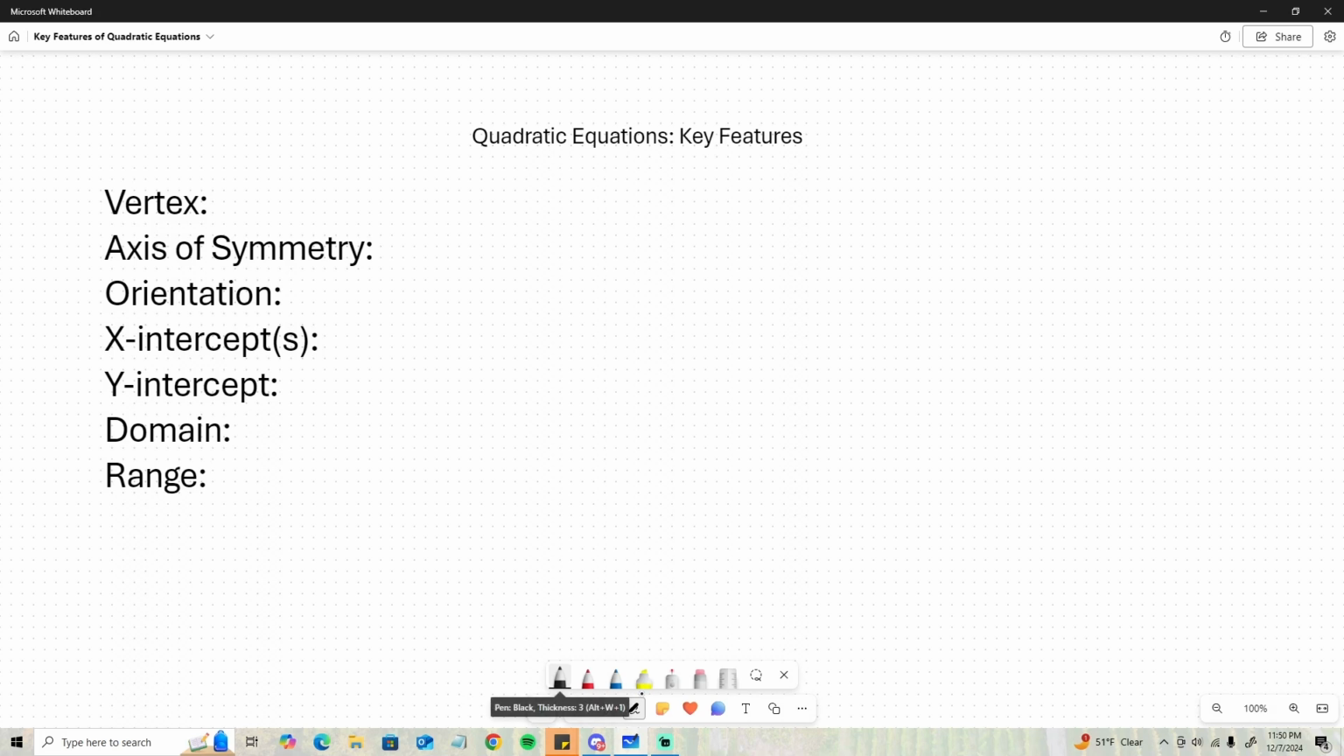Today we will be covering an introduction to quadratic equations, focusing on the key features of those equations, or parabolas, which will be the actual shape you make on the graph.